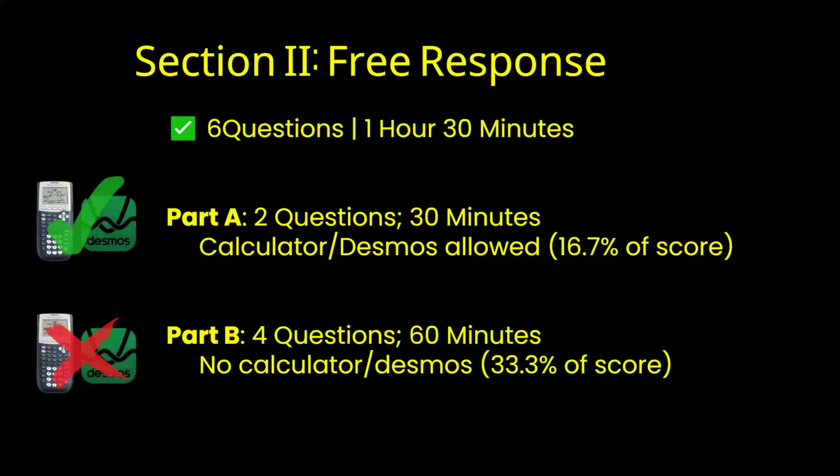Let's move on to Section 2, the free response questions. This is going to be, again, 50% of your exam score. There's 6 questions, and you have an hour and 30 minutes. It's again divided up into 2 parts. Part A is going to be 2 questions, you'll have 30 minutes, and you're allowed to use your calculator or Desmos. This is weighted at 16.7% of your score. Part B, you're not allowed to use calculator or Desmos. There's going to be 4 questions, and you'll have 60 minutes to answer those questions. This is going to consist of 33.3% of your score.